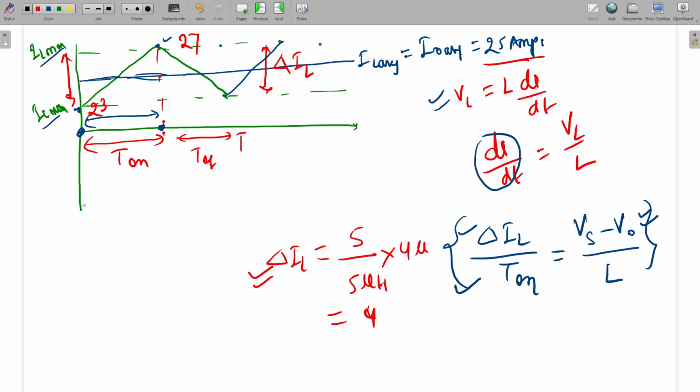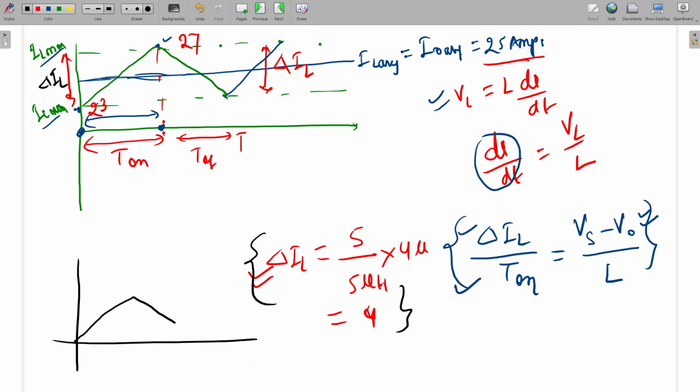Sir, what do continuous and discontinuous mean? See, this is the ripple current, delta IL. If it is at the boundary of continuous and discontinuous, the waveform will touch the zero axis. Like this is the inductor current, it will touch the zero axis. This is the charging time T on, and it will discharge in the remaining time. So this is the average value of this current. If this delta IL by 2 is equal to this average current, then we can say that this is just the boundary of continuous and discontinuous conduction. Is it clear?